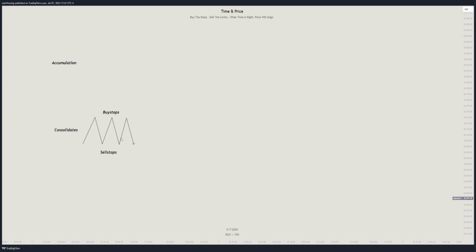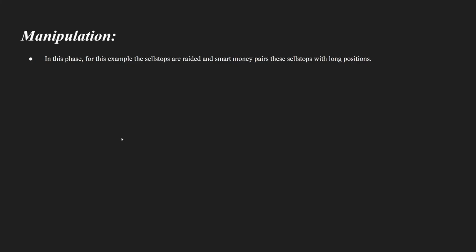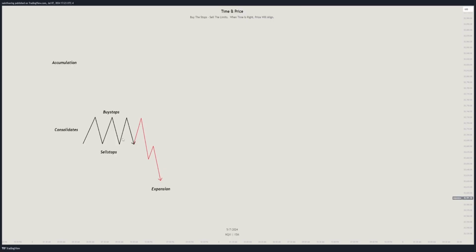Following the accumulation, we are going to see manipulation. In this phase, we're going to underline the bullish market, which is going to be the ultimate example for today in both the AMD and Power 3 video. Following the accumulation, price will manipulate an underlying bullish market beneath the sell stops. We're going to raid the sell stops.